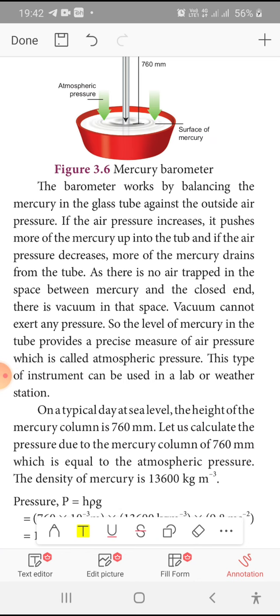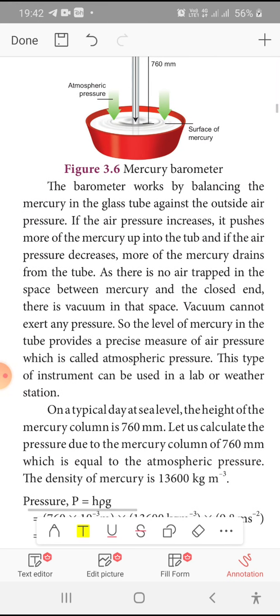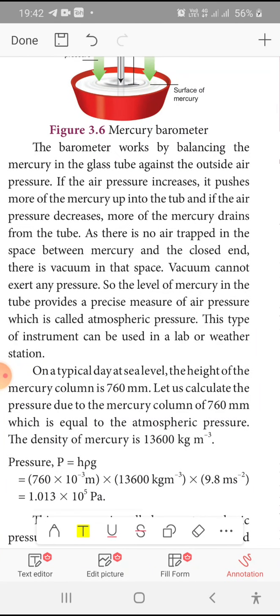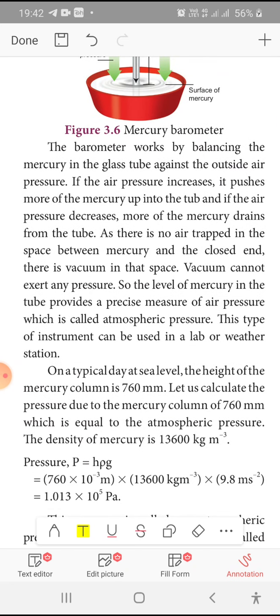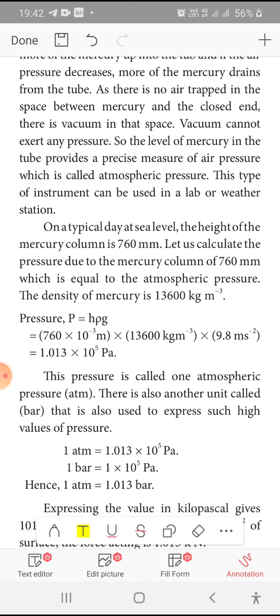As there is no air trapped in the space between the mercury and the closed end, there is a vacuum in that space. A vacuum cannot exert any pressure. So the level of mercury in the tube provides a precise measure of air pressure. This type of instrument can be used in the lab or weather station. On a typical day at sea level, the height of the mercury column is 760 mm. This is a constant.